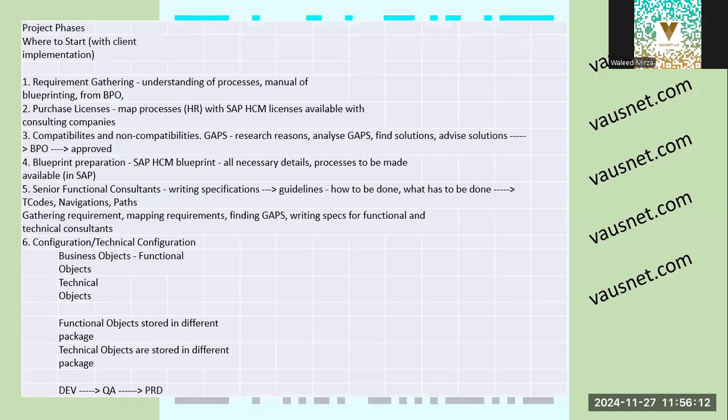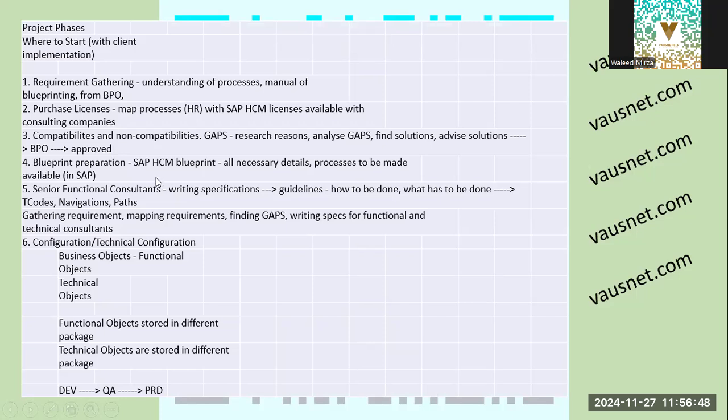Okay, now coming back to the project implementation discussion, what we discussed in the previous lecture was one part of it. So coming back to that discussion again, the first phase where a client will start with a consulting company is requirement gathering. Then comes the purchase of licenses, where compatibilities and non-compatibilities are checked.